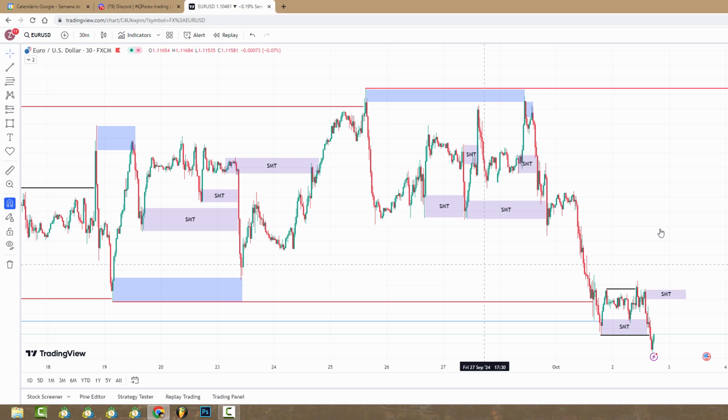So just by looking at the chart, can you tell me the reason why the blue order blocks work and why the purple ones don't? I'll give you a second. Can you spot any difference at all? From the blue supplies, the blue demands, to the purple demands and supplies. And for reference, SMT means smart money trap.